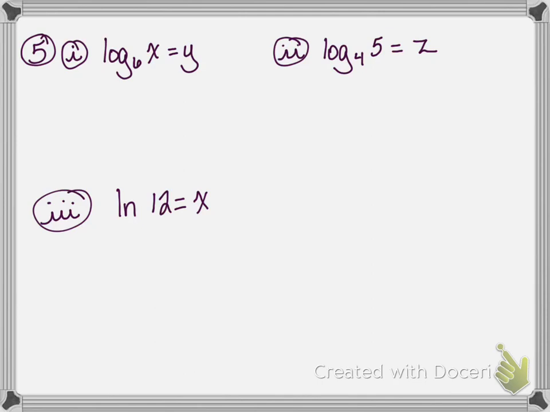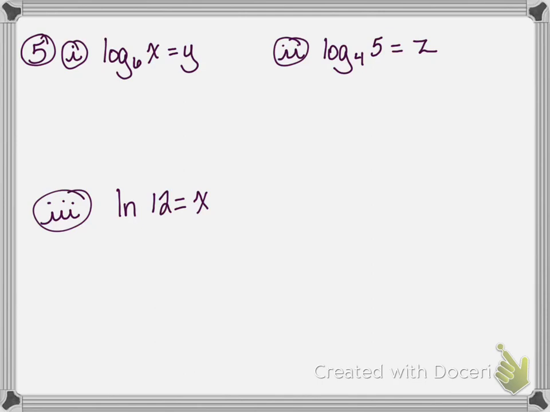Okay, now we're going to look at number 5. Number 5 is asking us to rewrite the logarithm equation as an exponential equation. So this is where we're going from logs to exponents, and that is a super important skill for you to be able to do for this test. So you need to be able to go back and forth between logs and exponents.